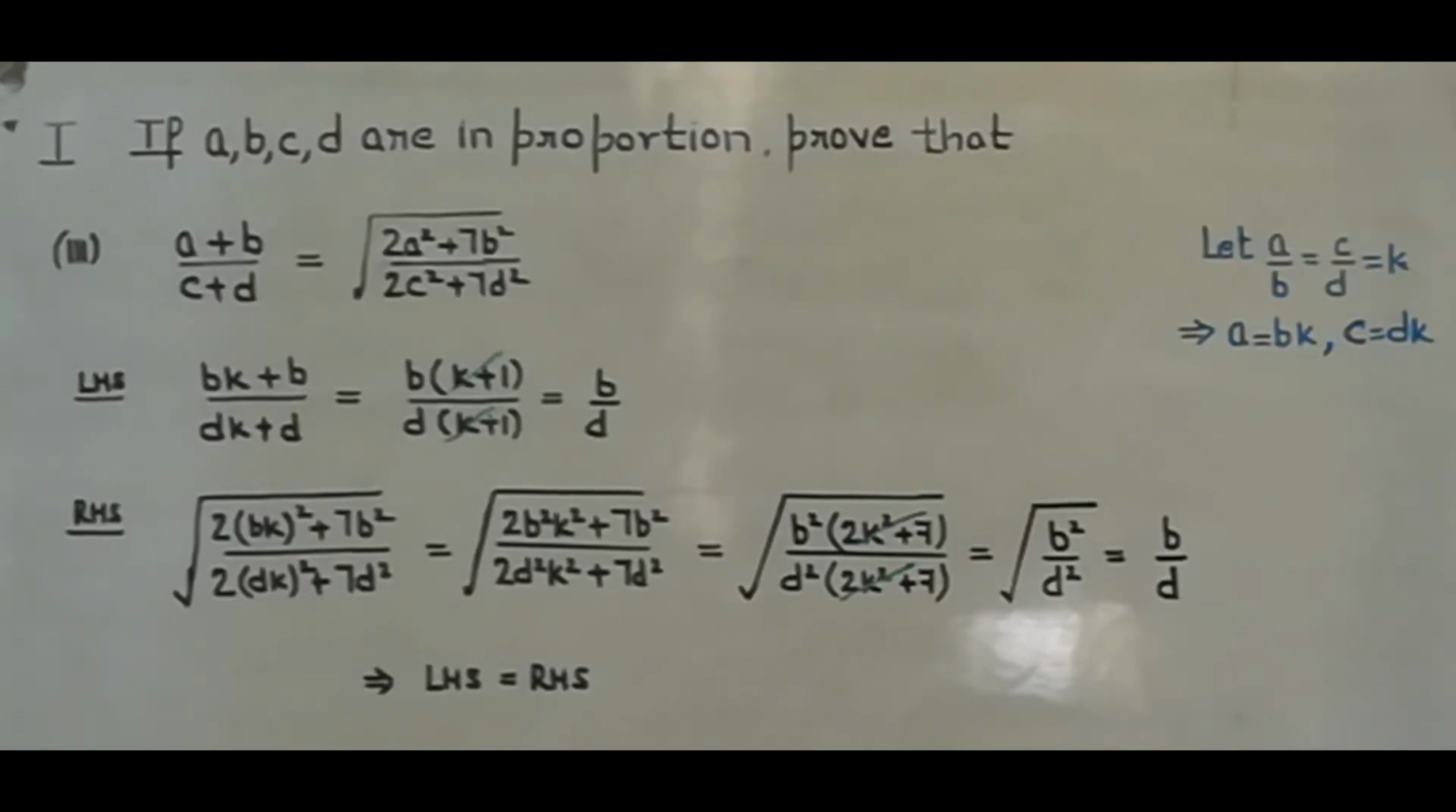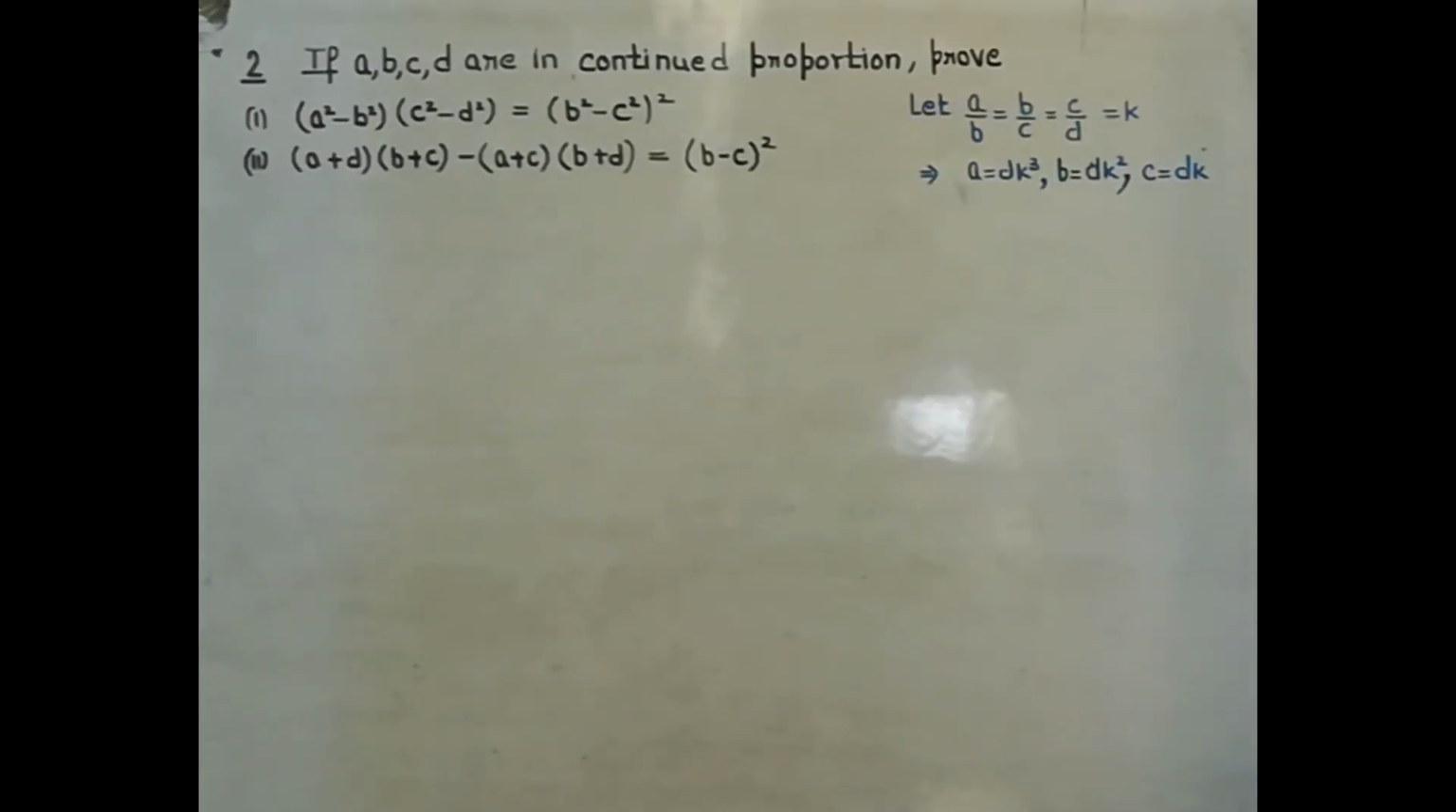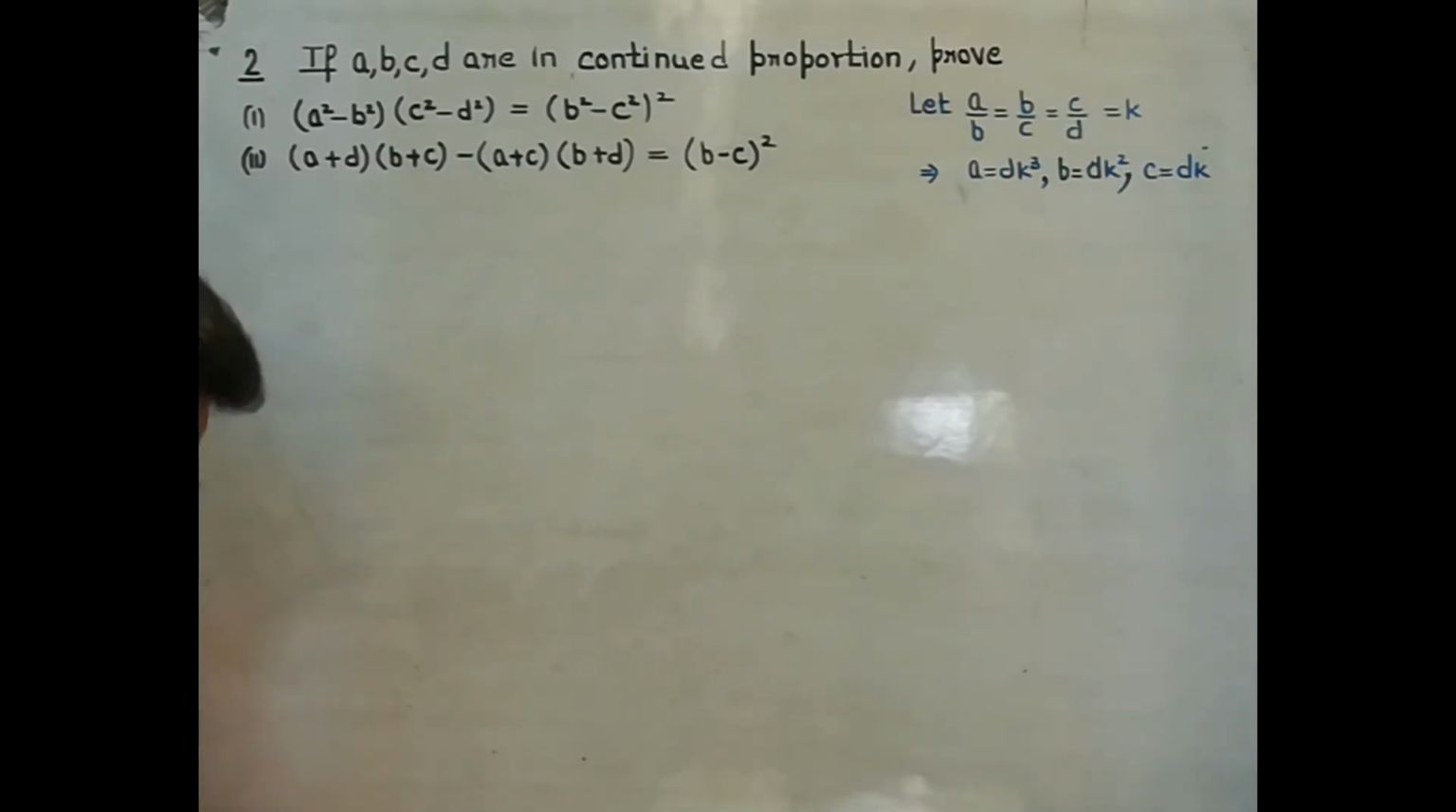So you can pause and note down this. Now in question number 2, they have said A, B, C, D are in continued proportion. As I have explained earlier, if A, B, C, D are in continued proportion, the relation between them will be: A upon B is equal to B upon C is equal to C upon D, and we let it be equal to K.